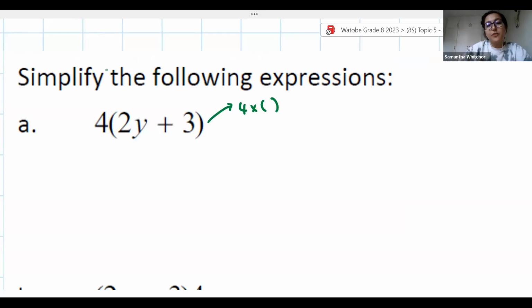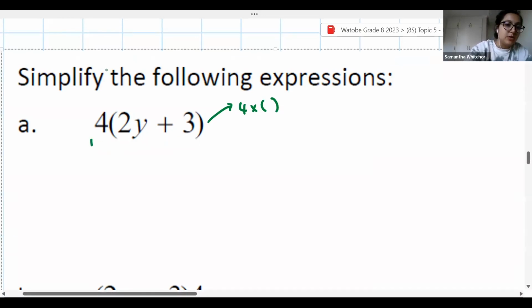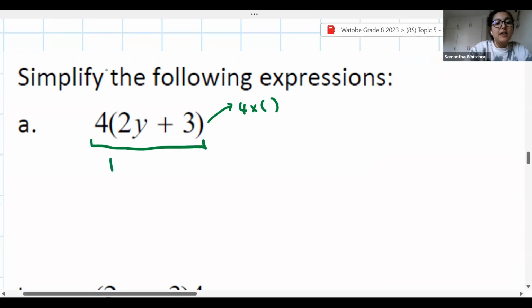Because I've got 4 times a bracket, and because multiplication does not separate terms, I have got 1 term in this expression.